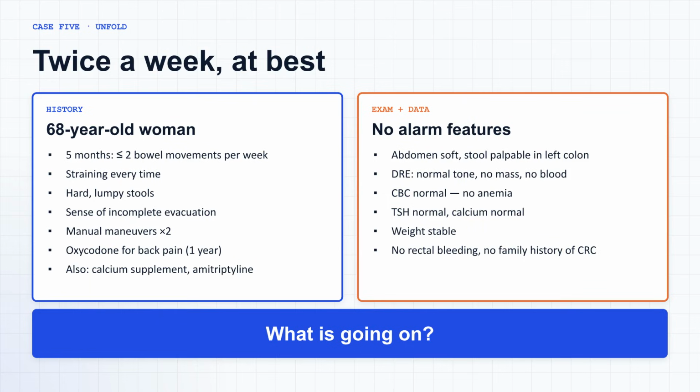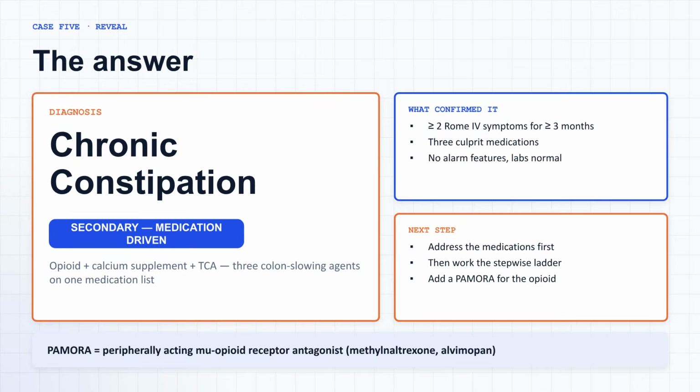On exam, her abdomen is soft with palpable stool in the left colon. The rectal exam shows normal tone and no mass. Her blood count and thyroid studies are normal. What is going on? Notice what she does not have. No bleeding, no weight loss, no anemia. So this is not a colonoscopy first situation. She has chronic constipation, and it is secondary, driven mostly by her medications.